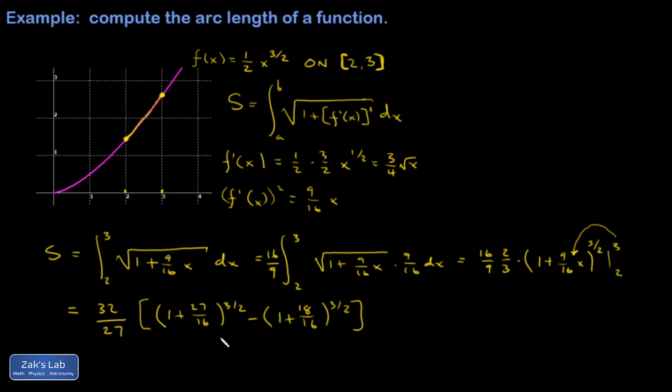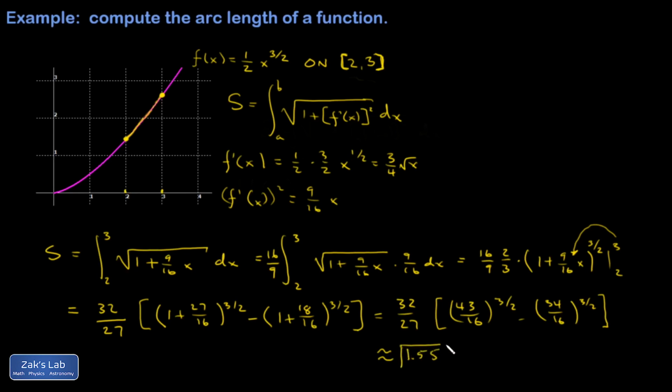And there's not a heck of a lot you can do with this. You could get a common denominator in here. And that would be 16/16 plus 27/16, which I think is 43/16 to the 3/2. And then this one would be 34/16 to the 3/2. And you could actually play around with those denominators a little bit, but at this point I'm just going to get a decimal approximation. And when I did it, I got something like 1.55 units for the arc length.